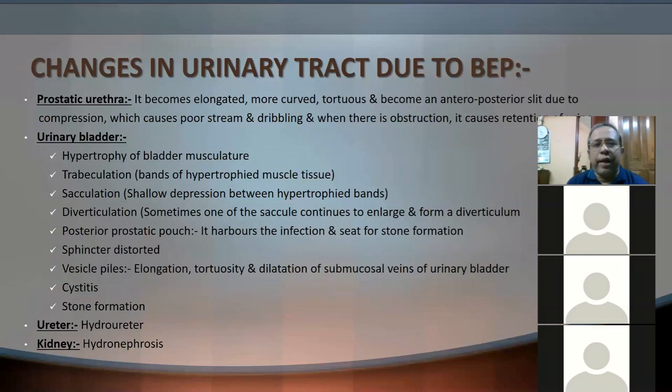So what are the changes in the urinary tract due to benign enlargement or hyperplasia of the prostate? The effect starts from the prostatic urethra and goes up, not below the prostatic urethra. There are no changes below. All the changes happen from the prostatic urethra upwards up to the kidney. So what changes in the prostatic urethra? In the prostatic urethra, there is a slit-like opening. The direction is a transverse slit at the bladder neck.